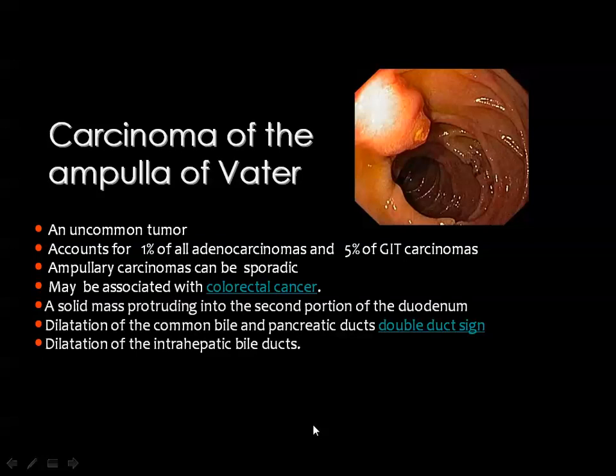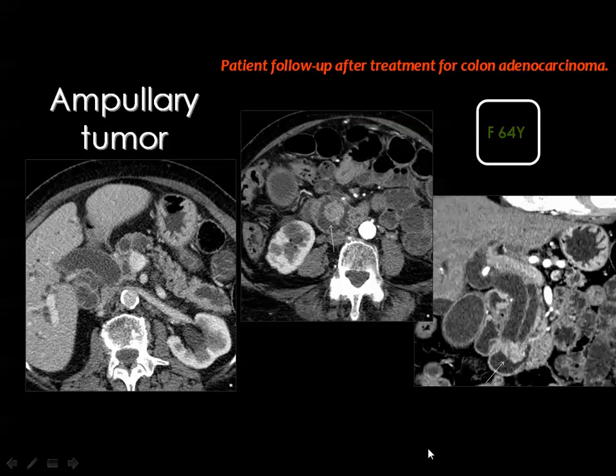This is the solid mass protruding into the second part of the duodenum, centered at the region of the ampulla of Vater. Then you get dilatation of the pancreatic duct as well as the common bile duct. If you try to locate this ampullary cancer, it's hard to see this carcinoma by imaging, but this is a case obtained from the literature, and you see dilated intrahepatic biliary radicals. The common bile duct is markedly dilated, and also the pancreatic duct is dilated.